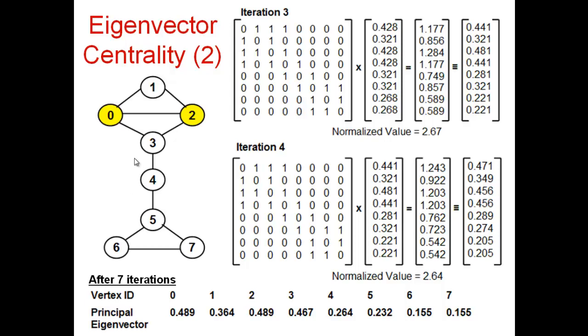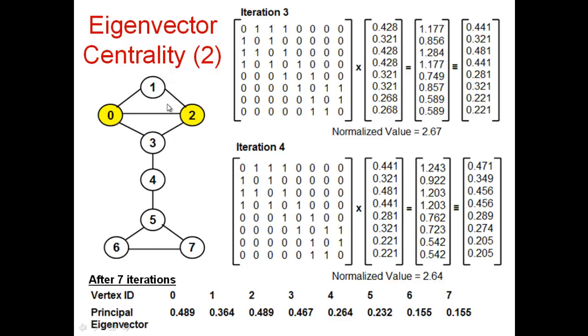Now one thing you should also notice here is, as I said earlier, having just a larger degree is not sufficient for a vertex to have a larger eigenvector centrality. So vertex 5 has degree 3, which is the same as that of 0 and 2, but 0 and 2 have a much larger eigenvector centrality of 0.489 compared to vertex 5, which has 0.232. And the reason for a low eigenvector centrality for vertex 5 is, even though it has a larger degree, its three neighbors have a lower degree. So 4, 6 and 7 have degree 2.